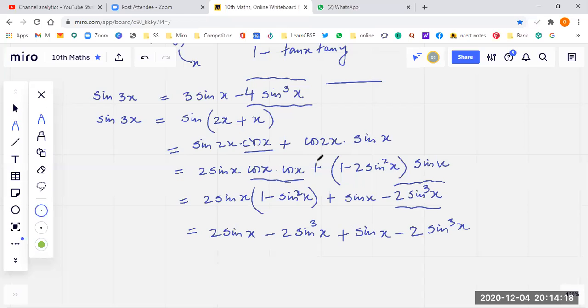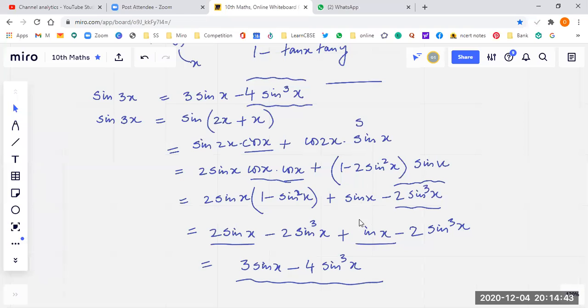So we got the formula, right? This is equal to 2 sine x plus sine x, which is 3 sine x, minus 2 minus 2 is minus 4 sine cube x. So you must derive them as many times as possible. Okay, now this is done. Now we will go for the next one.